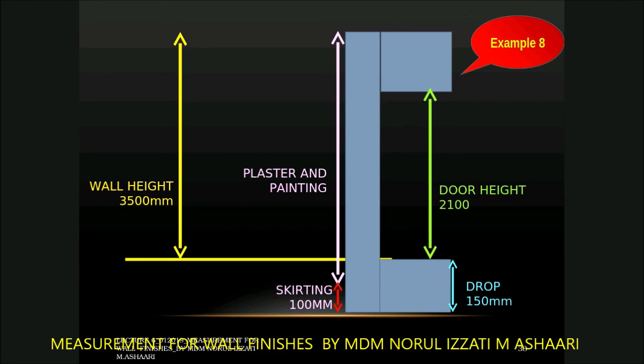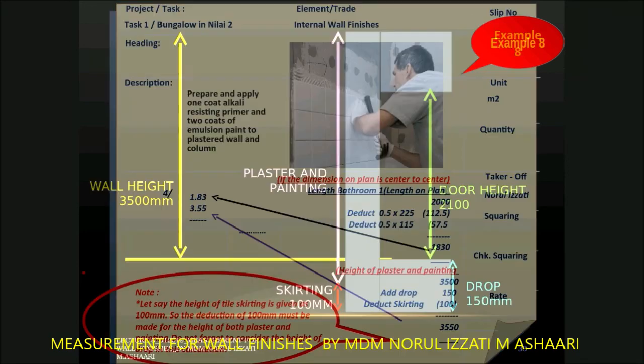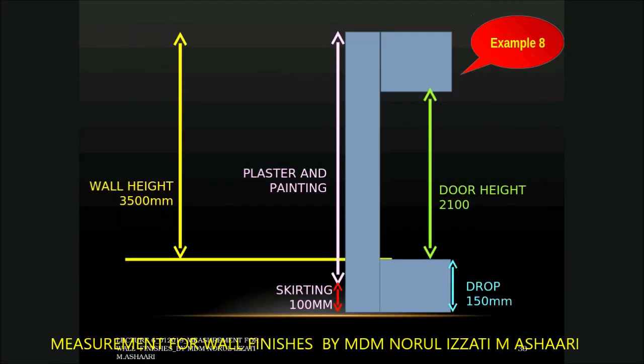Okay, I think this is the second last. Sorry, this is the last part. If you have the wall height, and then you have the drop plus the skirting, how do you want to measure this area? If you go to the kitchen, for example, this is the dining area. This is the kitchen. You go to the kitchen, you can see that there is a drop of 150 mm. And then at the drop area, there is skirting.